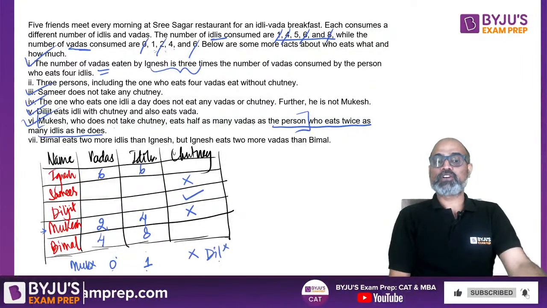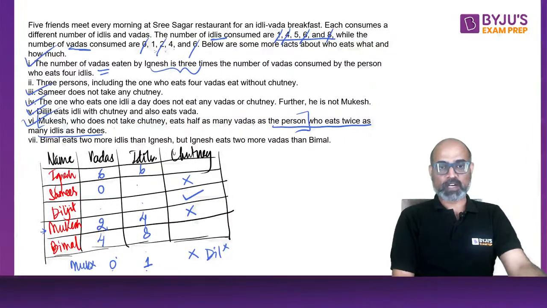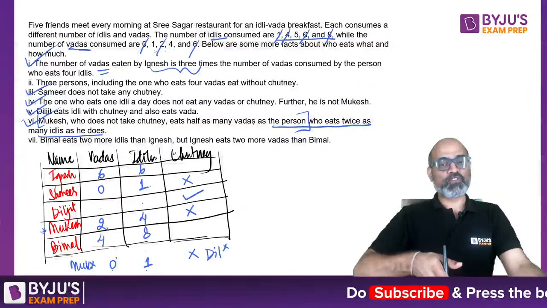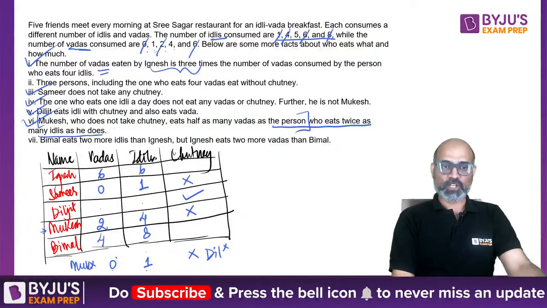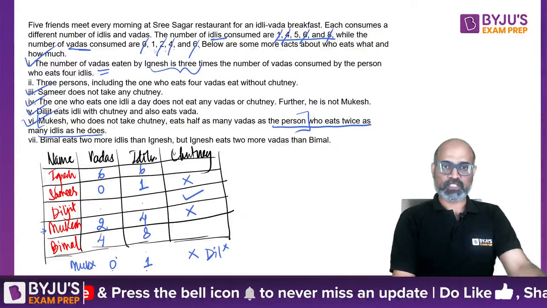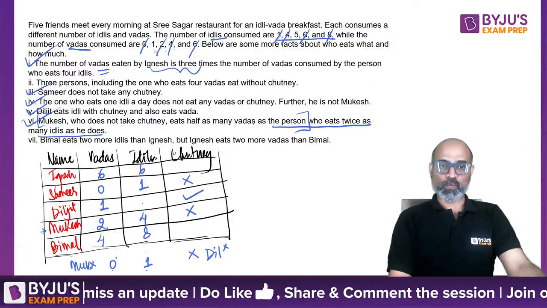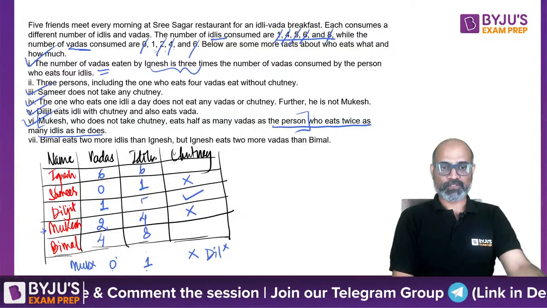Now 0 1 cross is what we need to put. We can't have 0 1 cross along Daljit. So the only place 0 1 cross can go is Samir. Now let's look at the columns of vadas and idlis and see which all numbers are missing. Under vadas 0 is taken, 2 is taken, 4 is taken, 6 is taken. We are left with 1. Under idlis, 1 is taken, 4 is taken, 6 and 8 are taken, we are left with 5.